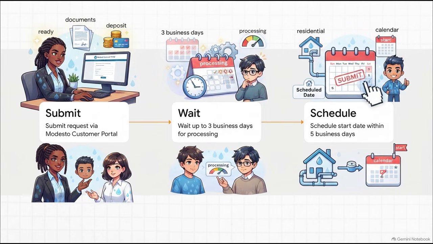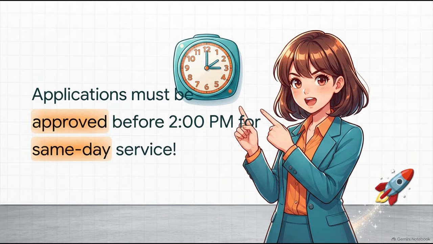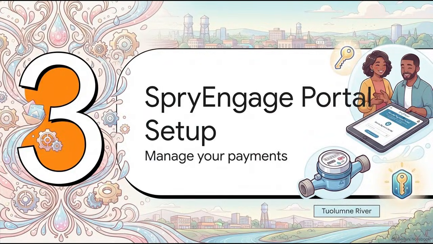Now, here is a critical deadline you absolutely need to keep in mind. If you arrive at your new home and desperately need the water turned on today, your online application must be processed and approved by municipal staff before 2 p.m. If it's a tight squeeze or you just need it turned on faster than that standard 3-day window, do not use the online form. Actually, scratch that. Just bypass the web portal entirely and call customer service directly at 209-577-5395.